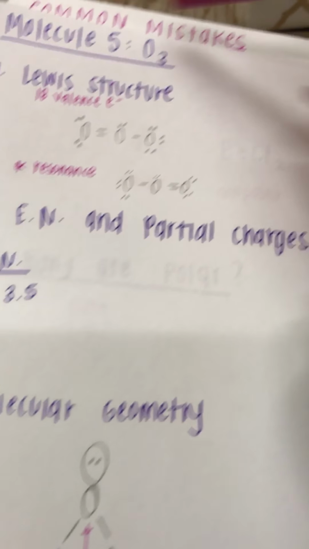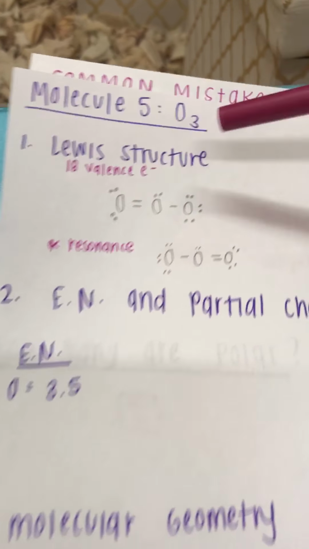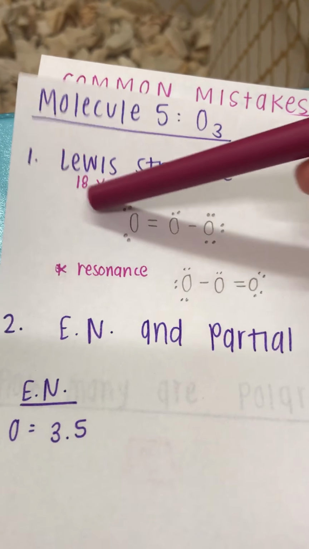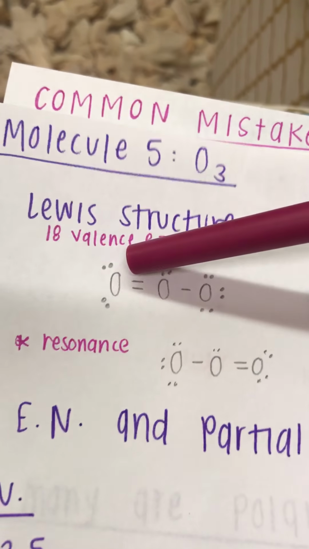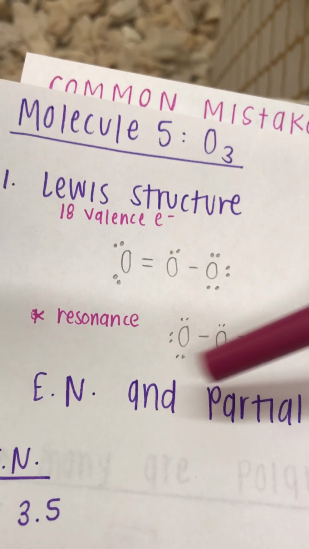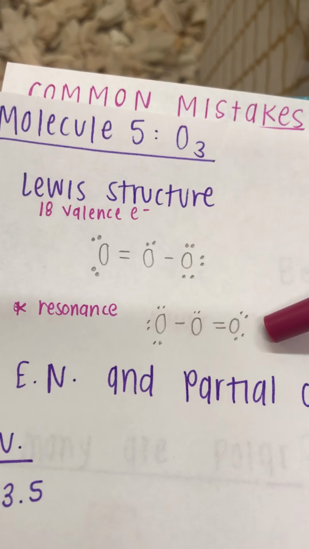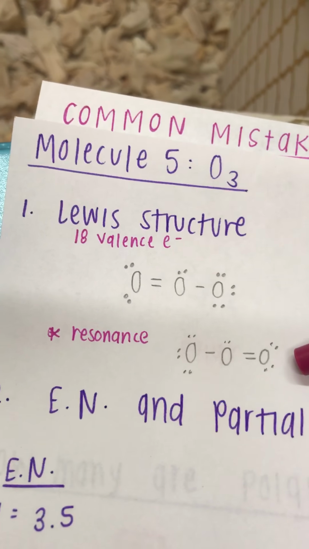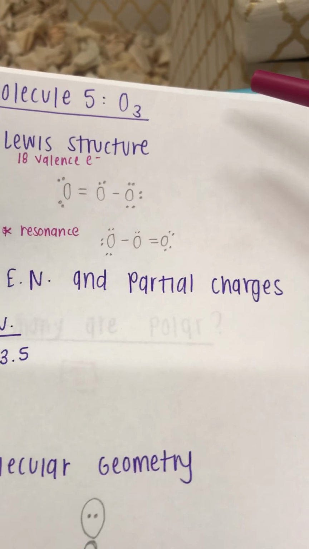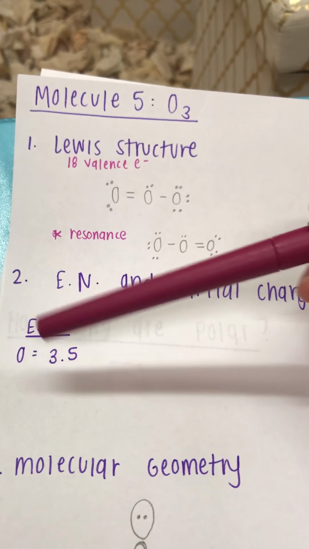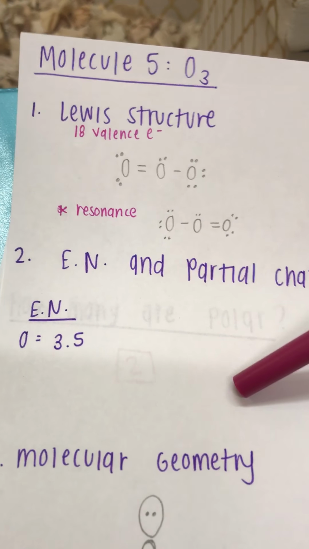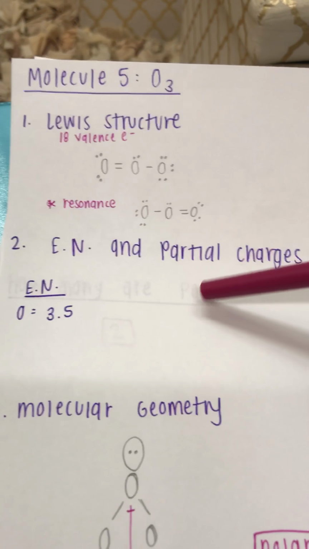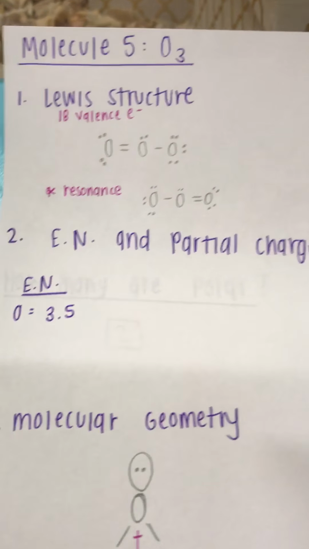Your final molecule is ozone, O3. So it has 18 valence electrons. This was the original Lewis structure I drew. Since there was a double bond, I could see that it was going to have resonance. However, each resonance is equal when you do the formal charges, so you can use either one. For electronegativity, it's all O's with 3.5, so there's no partial charges. And we're not going to draw bond dipoles either.